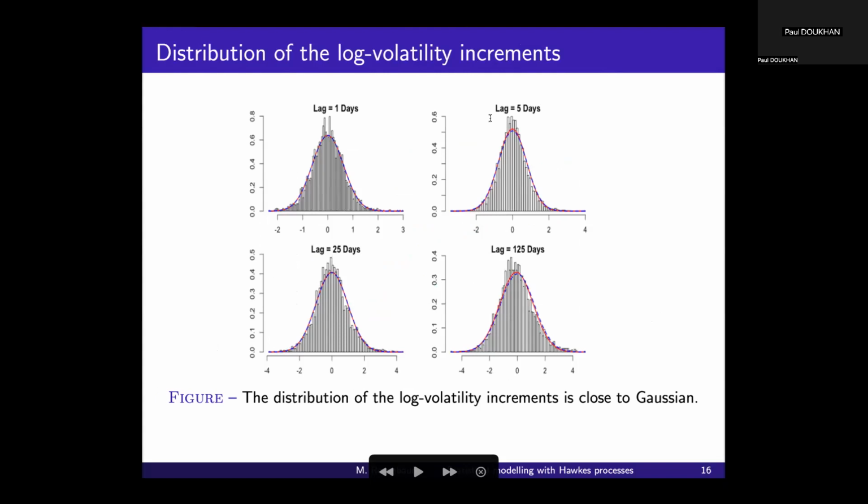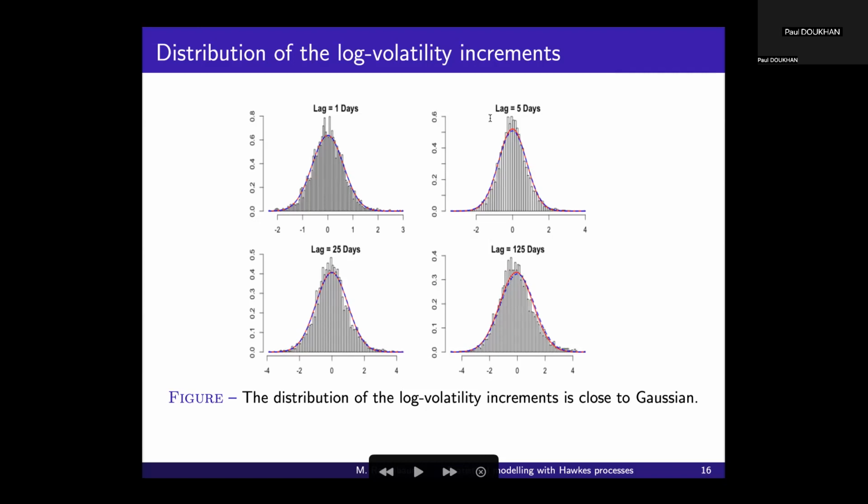And then I can show the histogram of the log volatility. This is something that is very well known in financial econometrics, that log volatility is more or less Gaussian. So we just retrieve that the log of the volatility behaves as a Gaussian process.